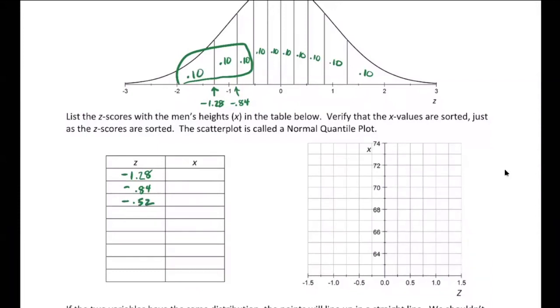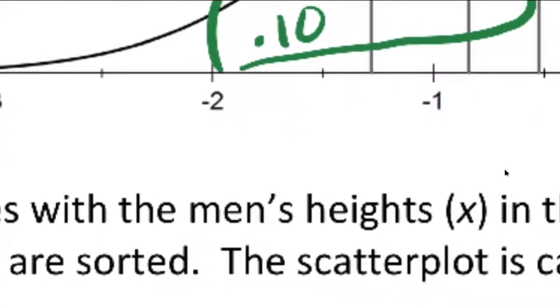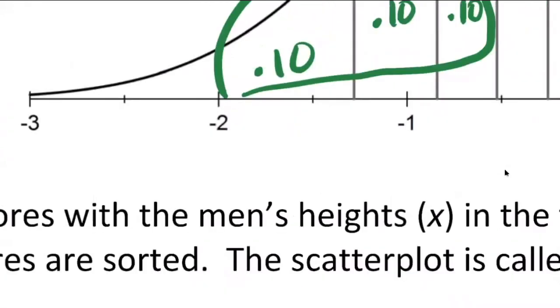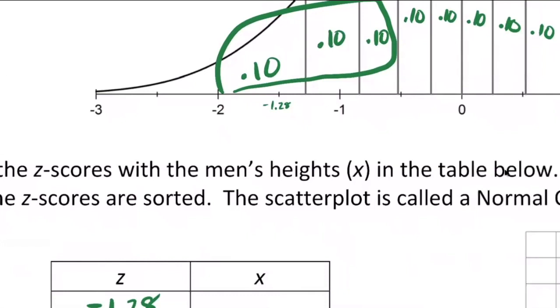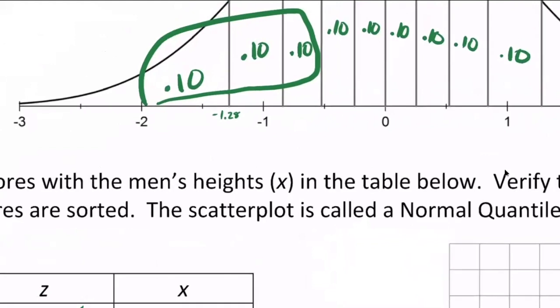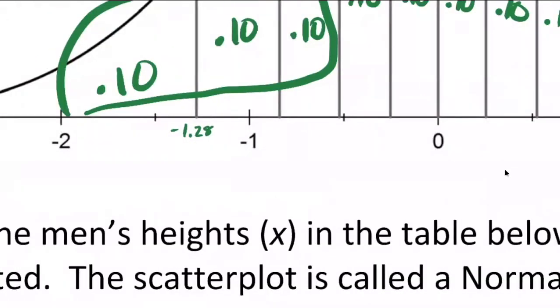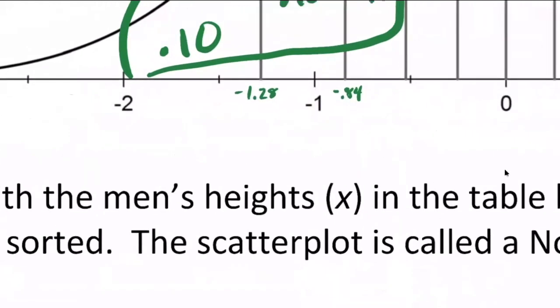I'm going to zoom in on my graph and try to do a better job here because I want to be able to post these notes. So the first one was negative 1.28, except I put that in the wrong spot. The next one was negative 0.84. Then a negative 0.52.